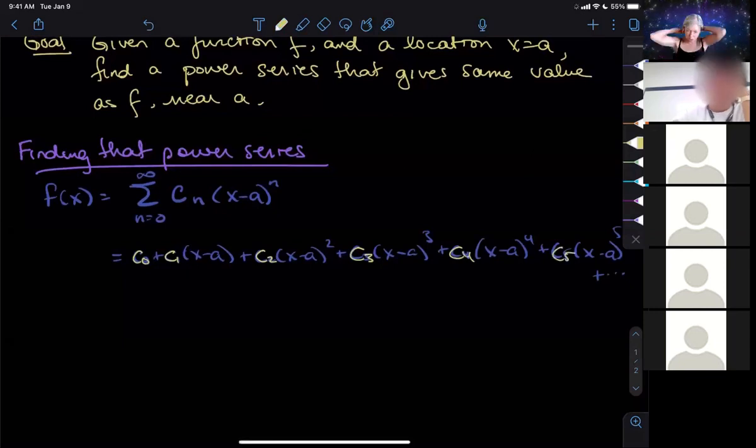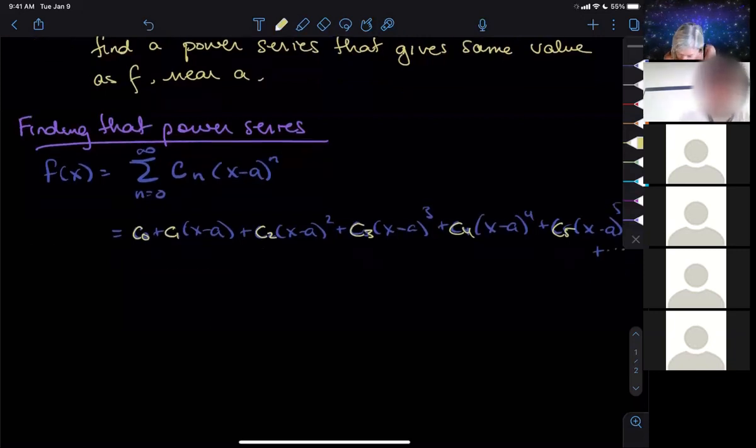What I'm about to do for the next 5 minutes is find the coefficients, and then we'll know exactly what power series represents a function. So we're going to try to find these coefficients. Finding these coefficients will give us the power series. That's all we have to do.